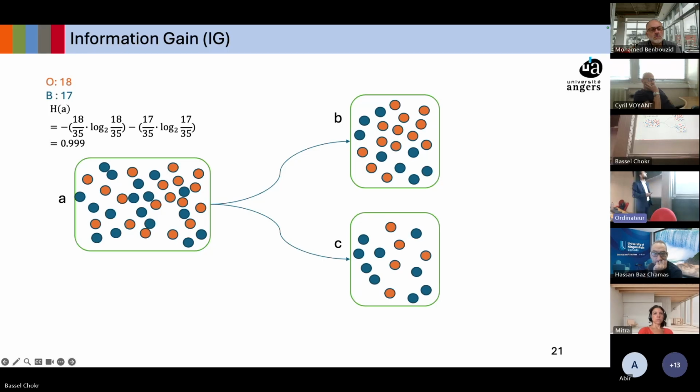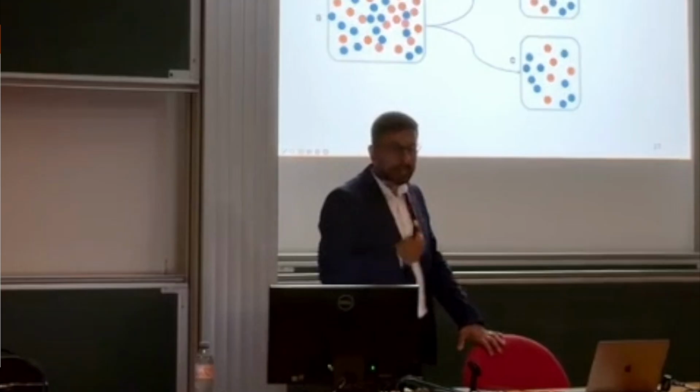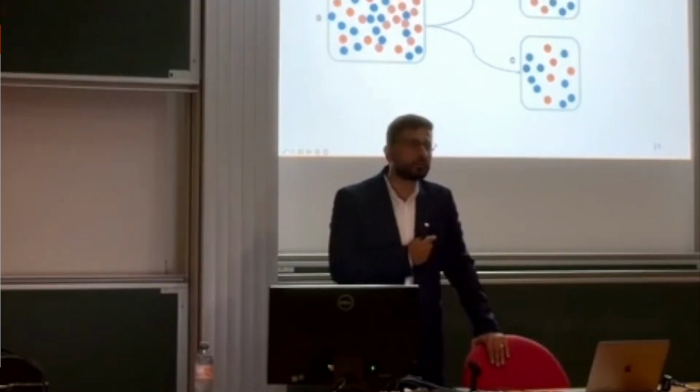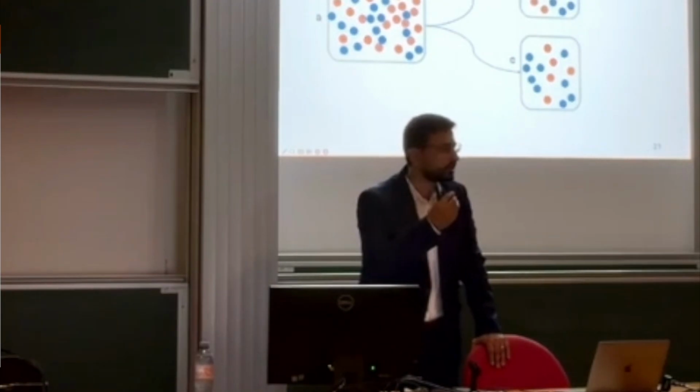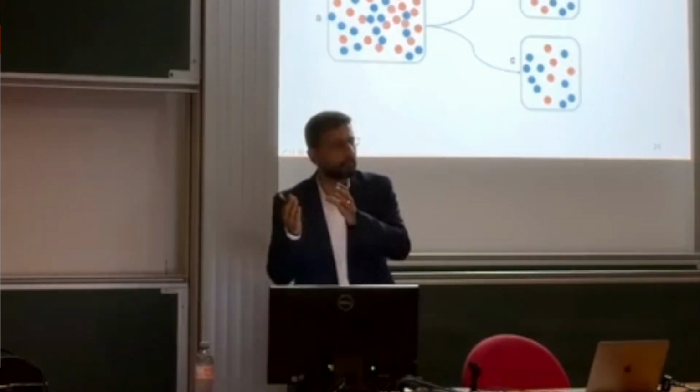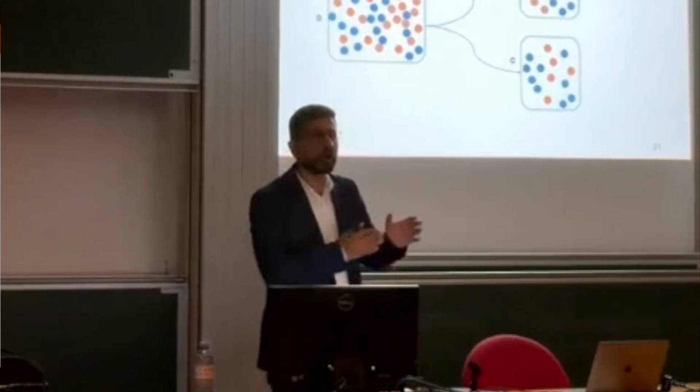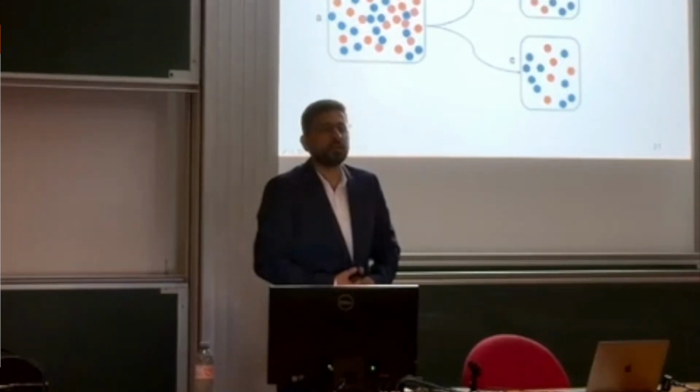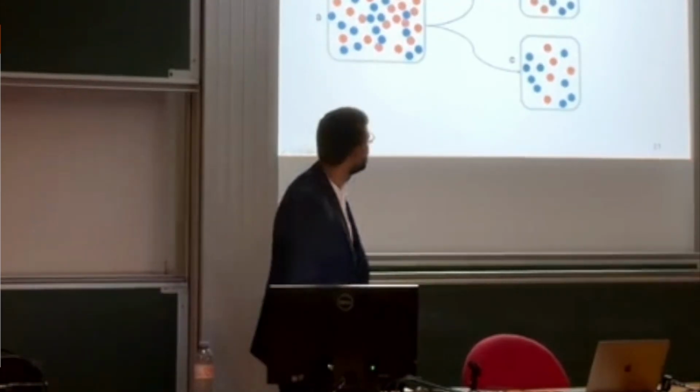To calculate entropy in the first set, it is calculated as follows: we have the probability of the orange balls over the total number of balls, times the log base two, minus the probability of the blue balls over the total number of balls, getting the value of 0.999, almost a 1. What does that mean? In this set we actually have a very bad classification, as we have almost the same number of blue balls as orange balls. So a 1 tells us that there is high entropy here, and we don't have a good classification.